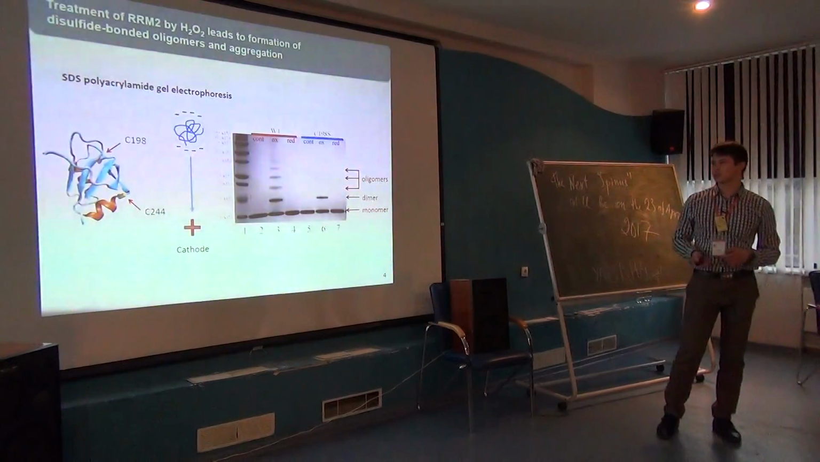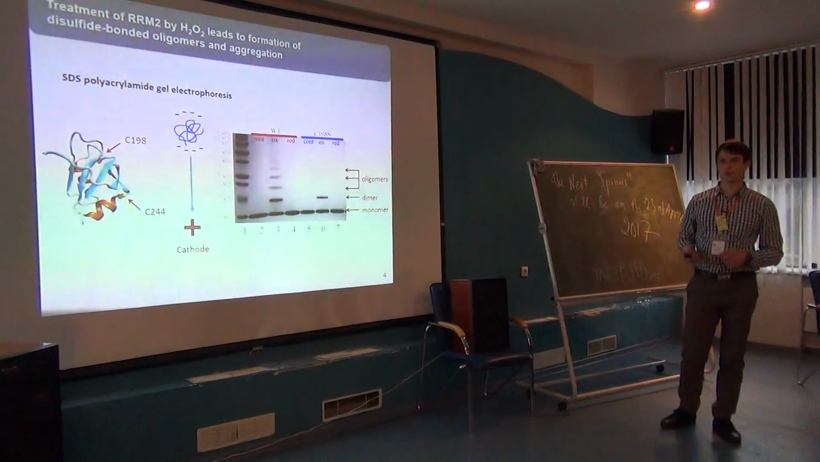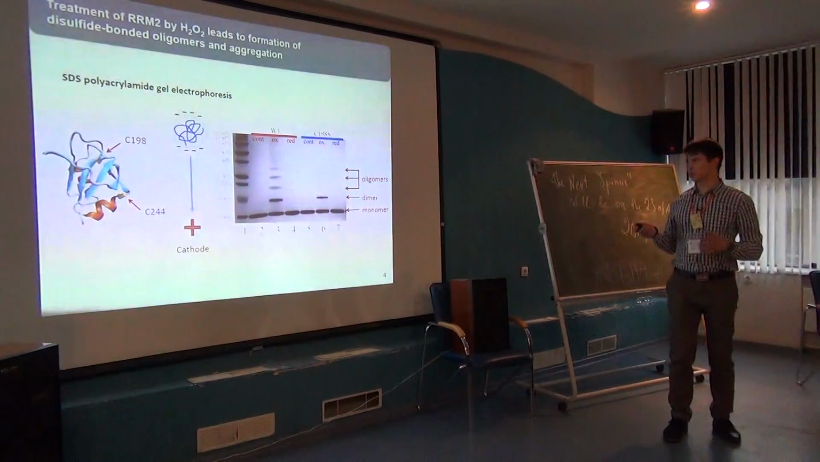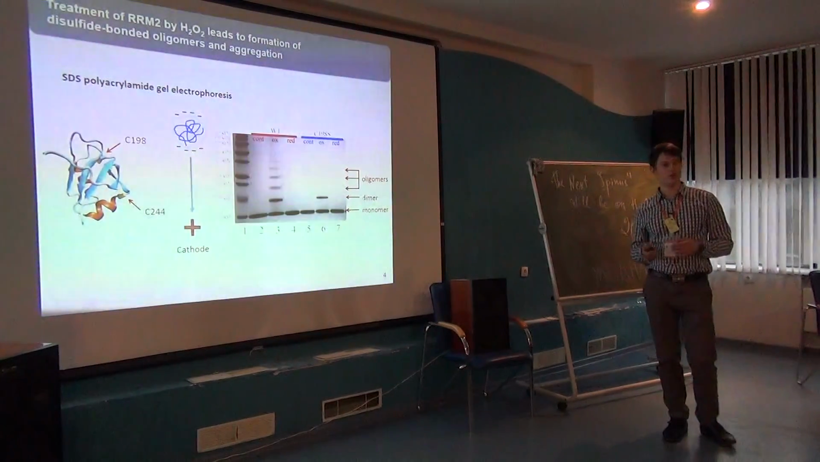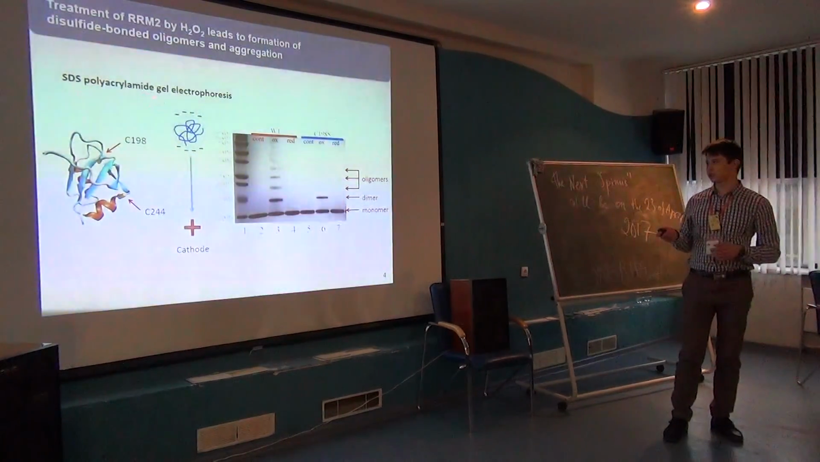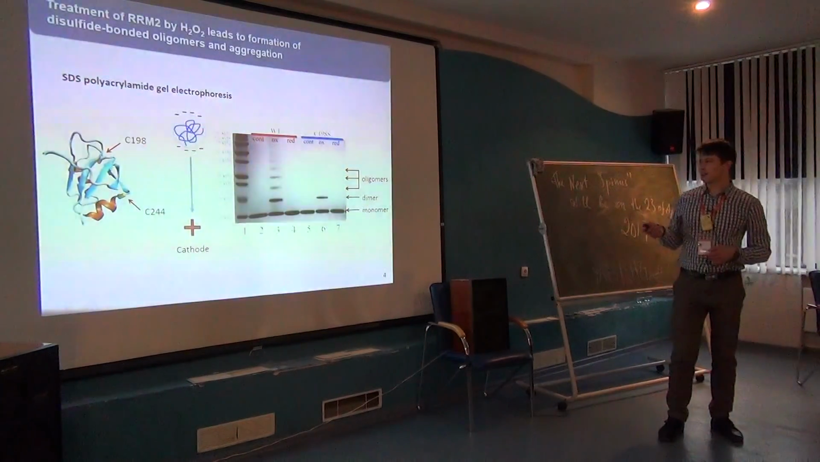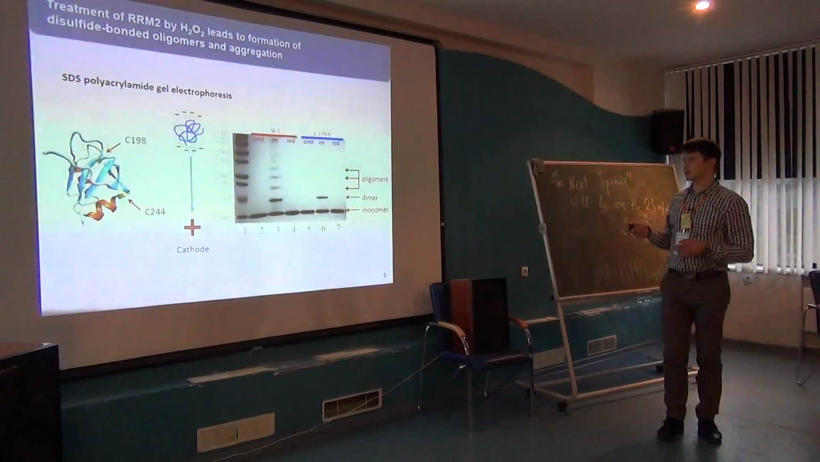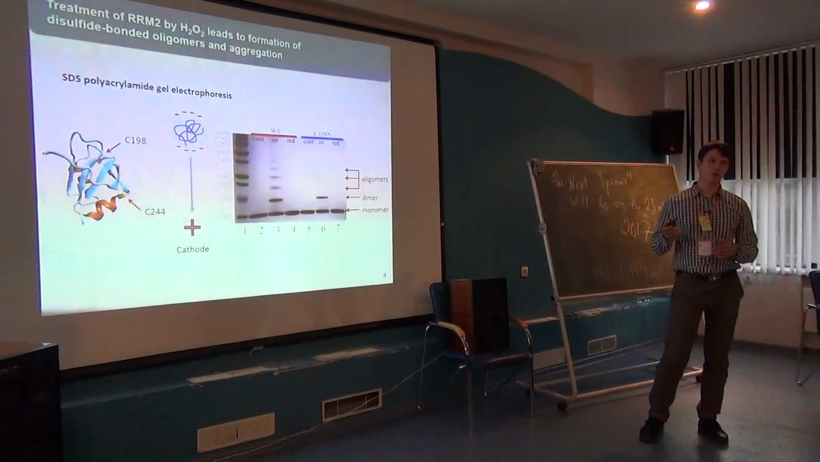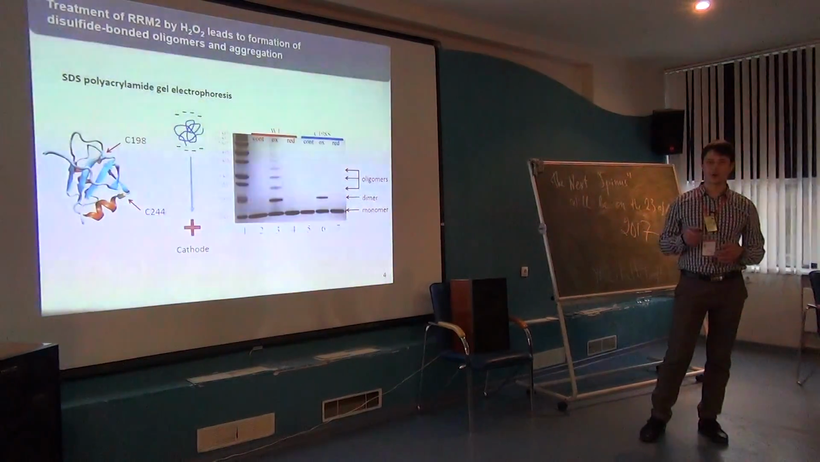The first experiment is SDS polyacrylamide gel electrophoresis. This experiment is basically based on the migration of protein in the gel. The protein is denatured by SDS, and the velocity of migration depends on the molecular weight. And in this way we can clarify the oligomerization status of RRM2.